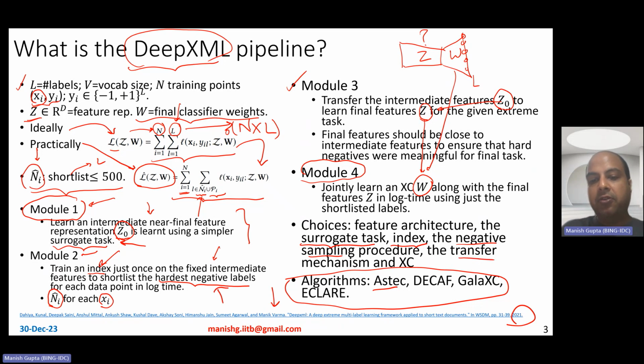And then lastly, how do you do the transfer? So, what kind of transfer do you do in module 3? And then clearly in module 4, you're using some extreme classifier W. What is the extreme classifier that you use? OK, so all of those are choices. And based on those choices, basically people have come up with several kinds of algorithms, Astec, Decaf, Galaxy, and Eclair, which I'll cover in the next few videos.